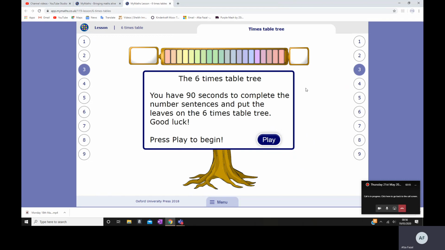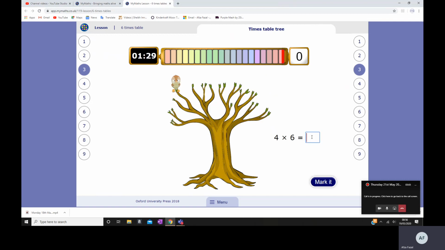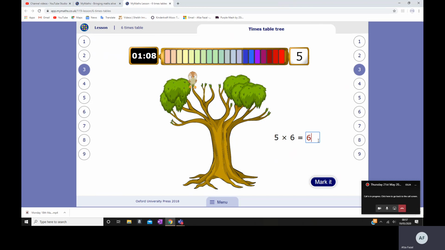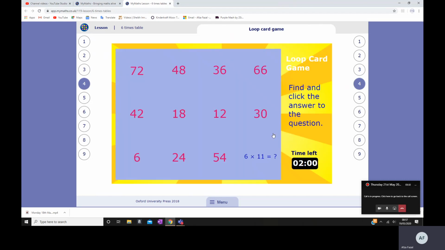6 times tables tree. You have 90 seconds to complete the number sentences and put the leaves on the 6 times tables tree. Good luck. 4 times 6, 24. Mark it. 8 times 6, 48. Mark it. Then I'm quickly going to build the tree. 9 times 6, 54. 3 times 6, 18. And you go so on until you build the tree, okay? Now look, I've got an owl on there as well. 5 times 6. Oops. 30, not 60. And that's how you're going to build the tree, okay? So it's nice games to help you remember them.